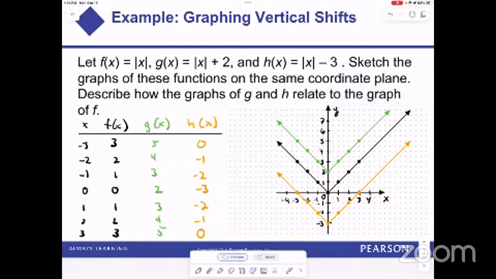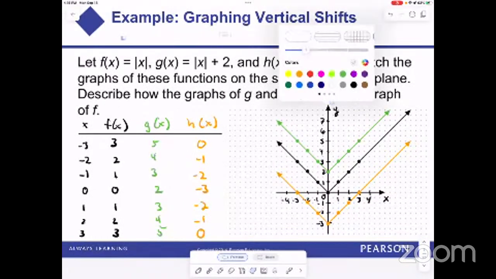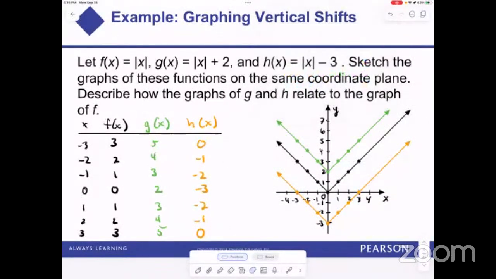And so this is the graph of all three functions on the same coordinate plane. Okay. So absolute value of x is in black, right? That's f of x. Let's label this. This is our g of x.